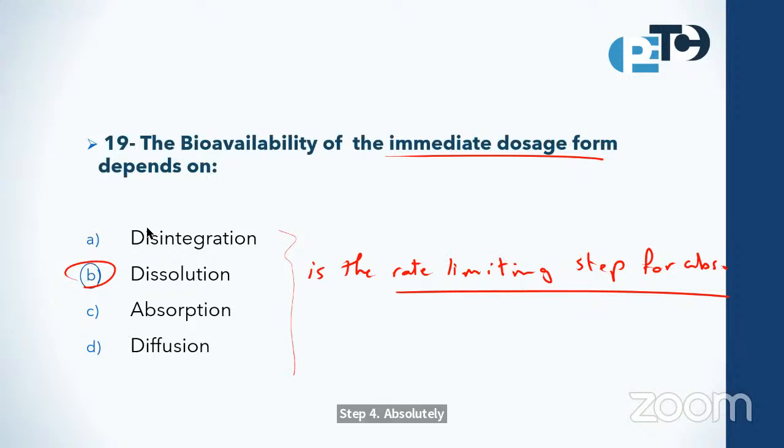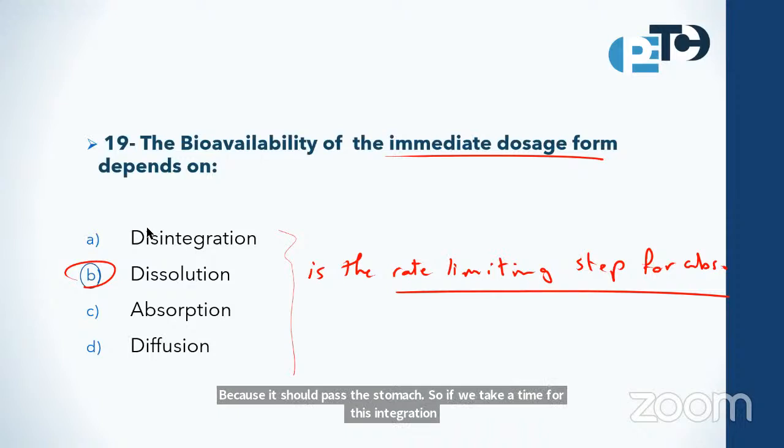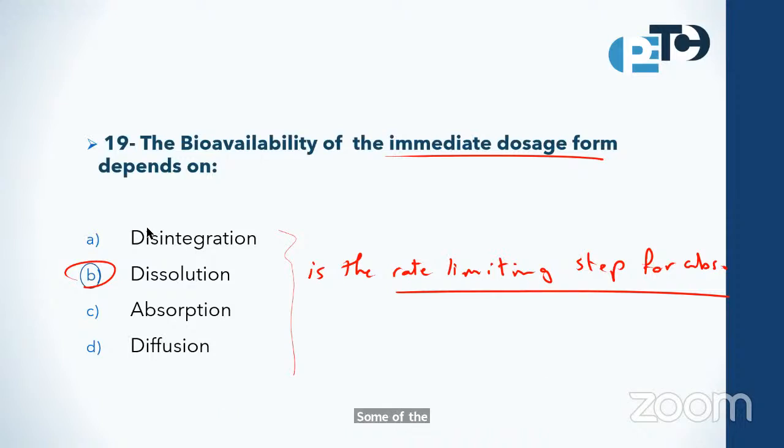So is there any formulation in which disintegration will be the rate limiting step? For the drug to be dissolved, it should be disintegrated. So disintegration should happen for all types of tablets, but the rate limiting step is the dissolution. The enteric coated tablet takes longer to disintegrate. Why? Because it should pass the stomach, so it will take time for disintegration. Some of the records say that controlled release formulations have disintegration as a rate limiting step.